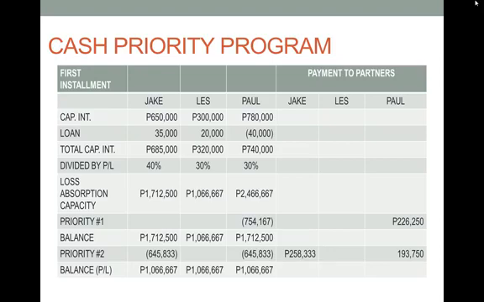So, ipag-minus mo lang yung first higher loss absorption capacity sa second higher. Ganun ang process ng pag-allocate ng priorities. Yung pag-allocate ng priorities is based on loss absorption capacity. So, in this problem, si Paul yung priority number 1.